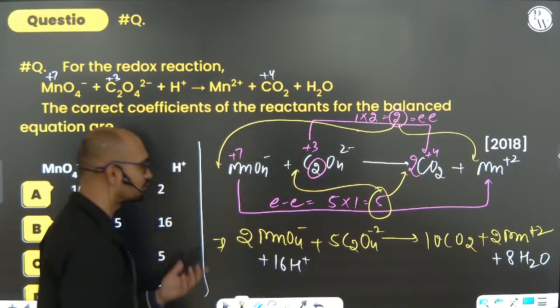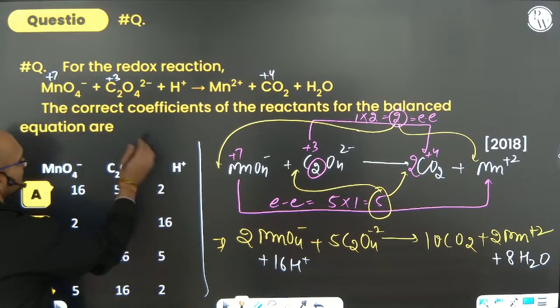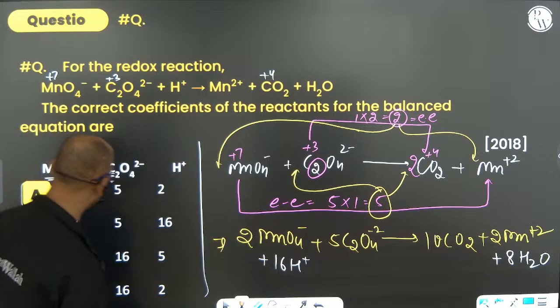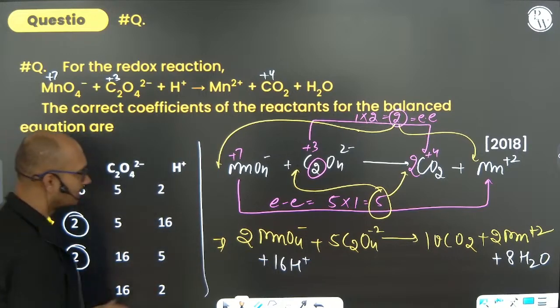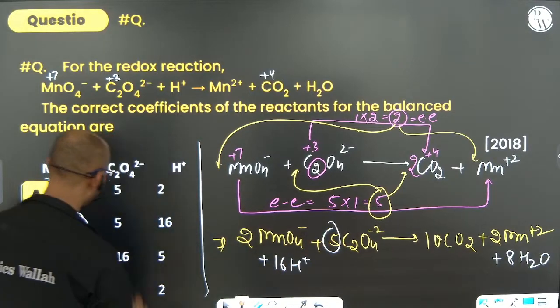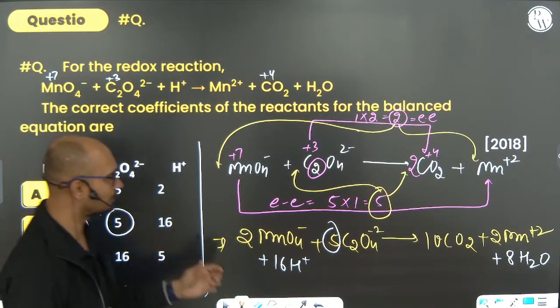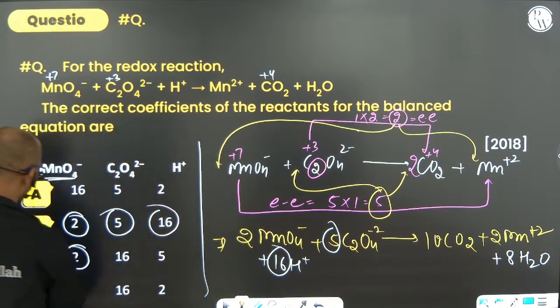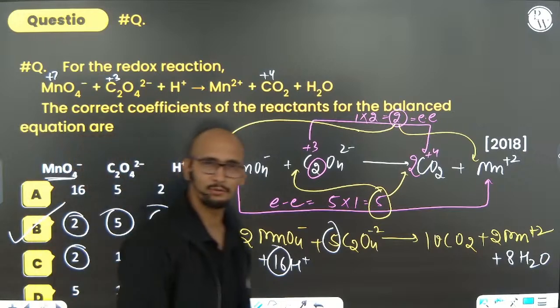I hope you can see very easily what the question is asking for. It is asking for permanganate. Permanganate is how much? 2 permanganate. And how much oxalate do we need? We have 5. It is going well. And then H plus. How much H plus is there? 16. Option B is the correct option. I think you can do it very easily. Not a big deal.